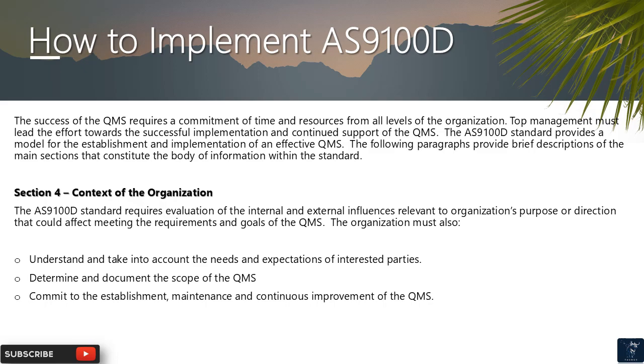Section 4, Context of the organization. The AS9100 standard requires evaluation of the internal and external influences relevant to the organization's purpose or direction that could affect meeting the requirements and goals of the QMS. The organization must also understand and take into account the needs and expectations of interested parties. Determine and document the scope of the QMS. Commit to the establishment, maintenance, and continuous improvement of the QMS.